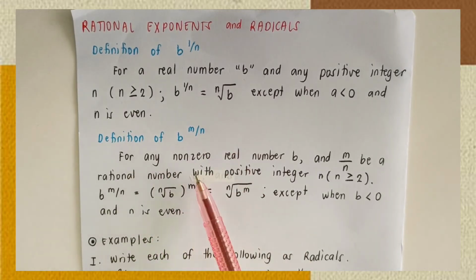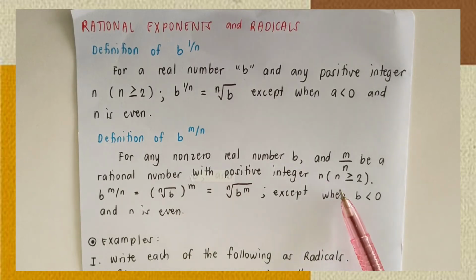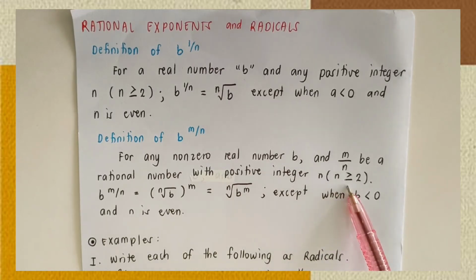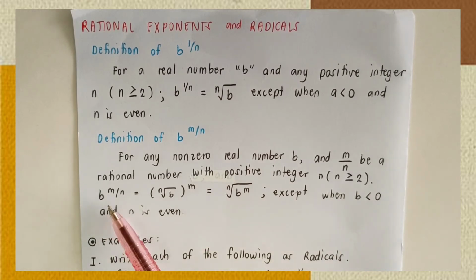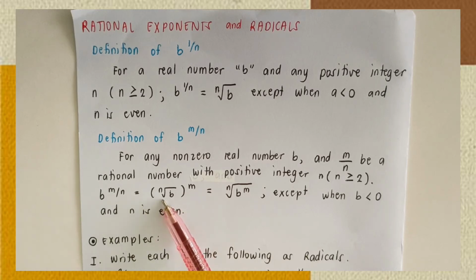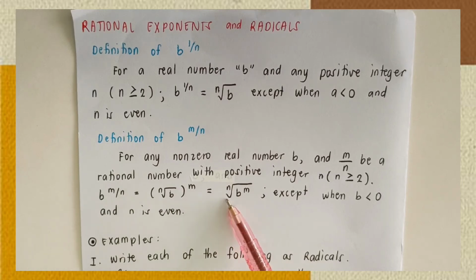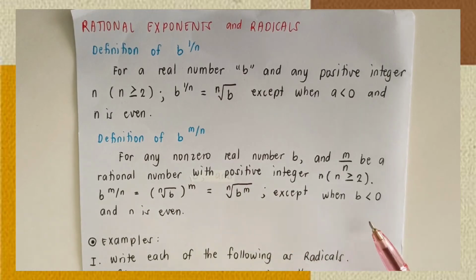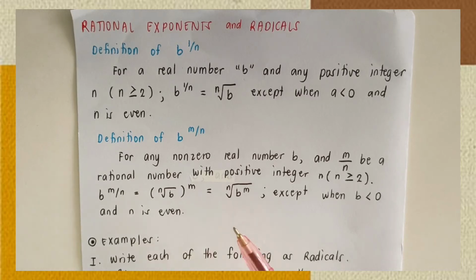Okay, so for any non-zero real number b and m all over n, a rational number with positive integer n. Again, the values of n here is greater than or equal to 2. So we have here b raised to m over n is also equivalent to the nth root of b raised to m, or you can have the nth root of b, raised to m, except when b is less than 0 and n is even. Take note that the value of b there is what we call the base.